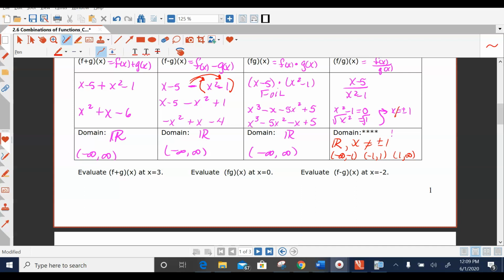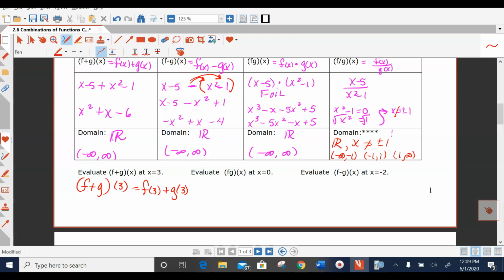So this is asking me to evaluate f plus g at x equal 3. So it could also be written like this: f plus g at 3. This just means we're going to go to f and plug in a 3, add that result to the g when we plug in a 3.